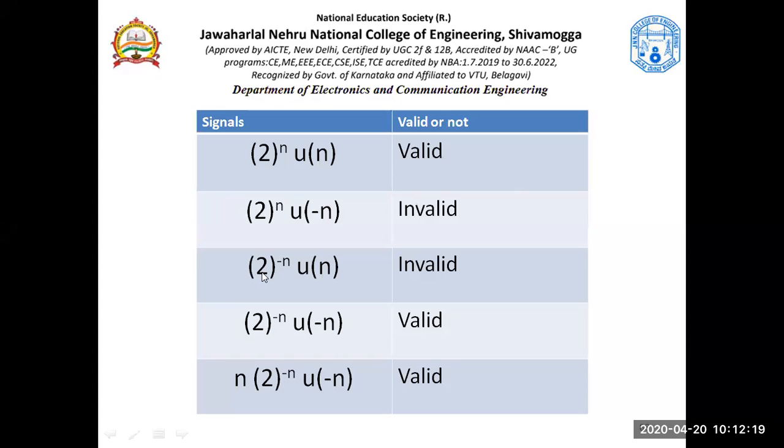Similarly, here it's 2^(-n) u[-n]. Since both n's are minus in this exponential, we can say this is a valid signal.